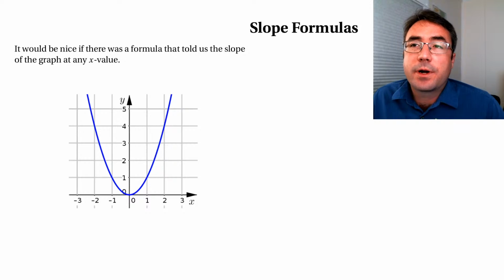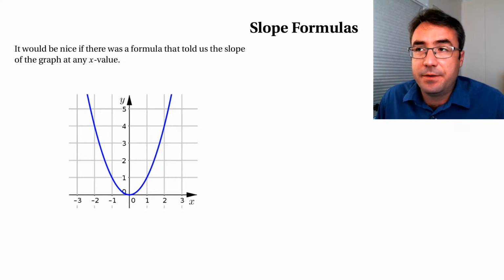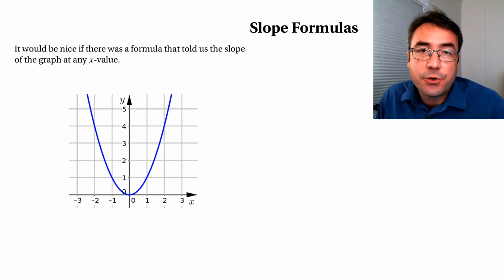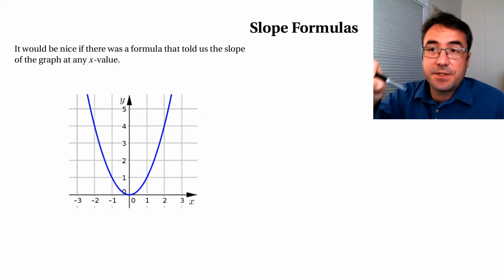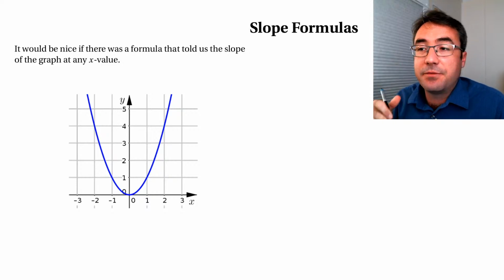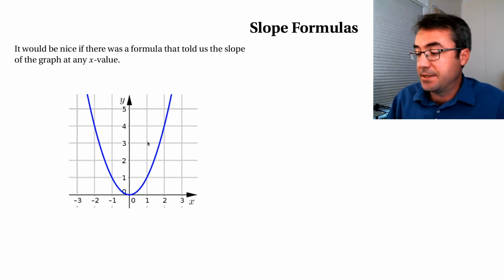So to give it a little bit more context, what we're doing with derivatives, we can think of the derivative as just a slope formula for our curve. So it would be nice if there was a formula that just told us exactly what the slope is at this point on our graph. And there actually is.